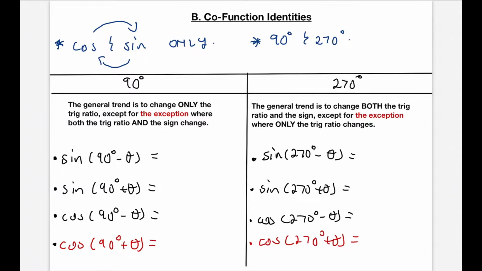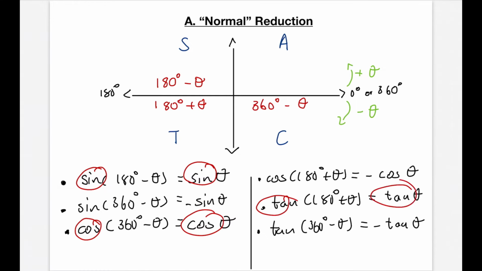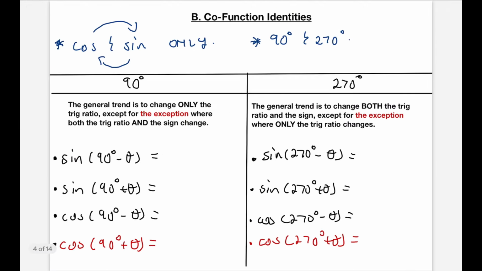Now, what you will have noticed in our normal reduction is that trig ratios never changed. When we say trig ratio, we are referring to sine, cos, and tan. A sine would forever just remain a sine. A cos would remain a cos even after reducing. A tan would remain a tan after reducing. Now with cofunction identities, this is not the case. A cos will become a sine will become a cos. But this is subject to some rules that I actually want you to commit to memory.